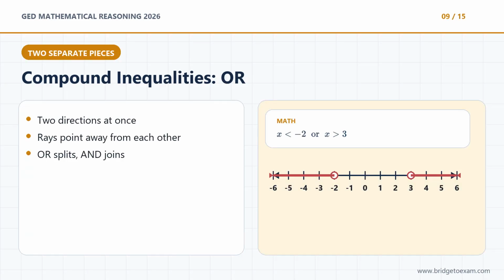An OR inequality points in two opposite directions. Read x is less than negative 2 or x is greater than 3. The solution is two separate rays that do not touch. Use OR when the answer splits apart, and AND when the answer stays together in the middle.